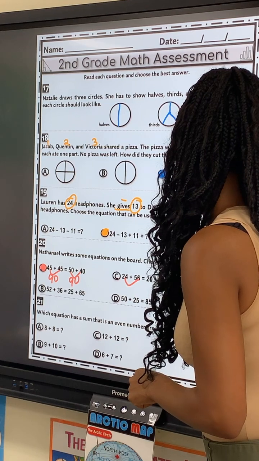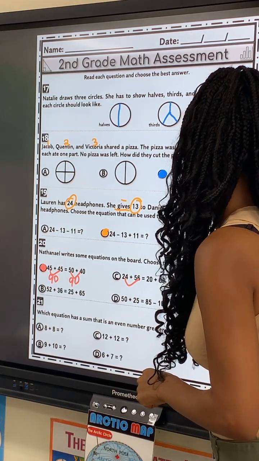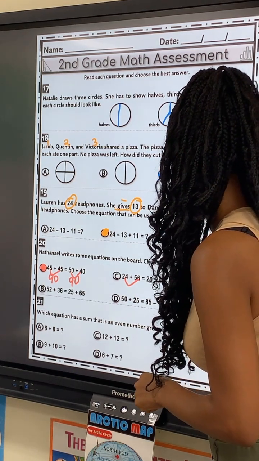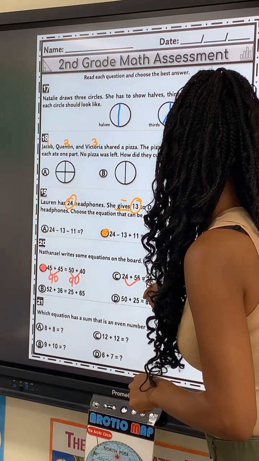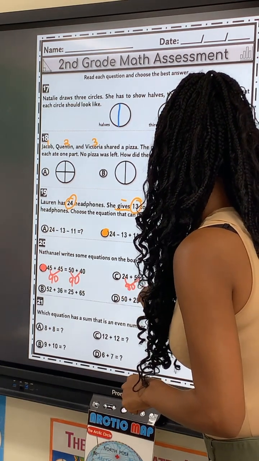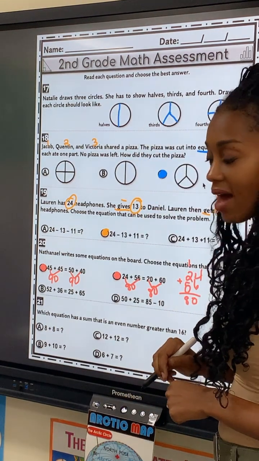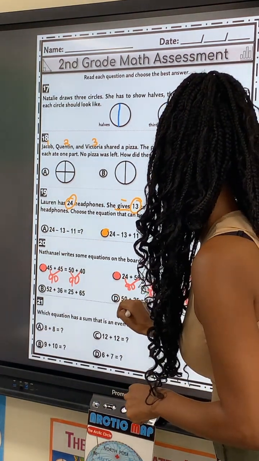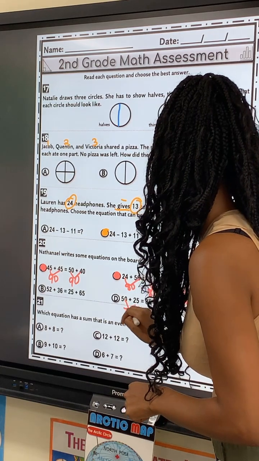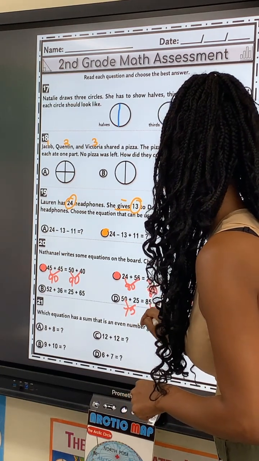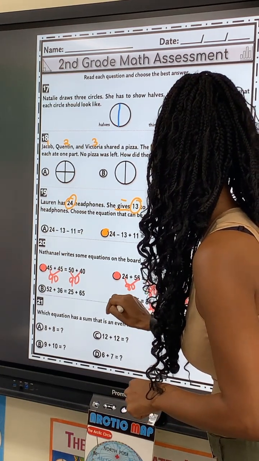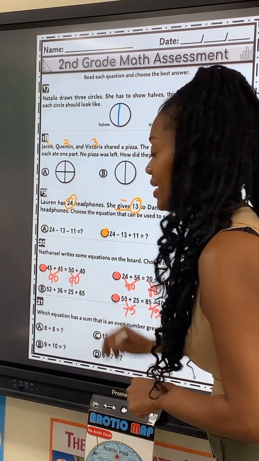24 plus 56. 4 and 6 is 10. Carry the 1, that's 3. And 5, that's 8. 20 and 60 is 80. They both equal 80, so I would bubble in that. That one is correct. 50 and 25 is 75. 85 minus 10 is 75. So that means that D is correct.